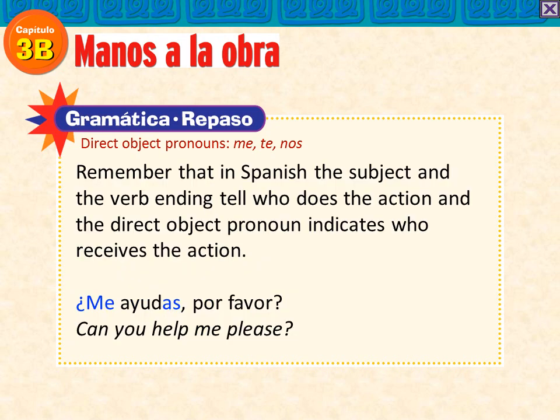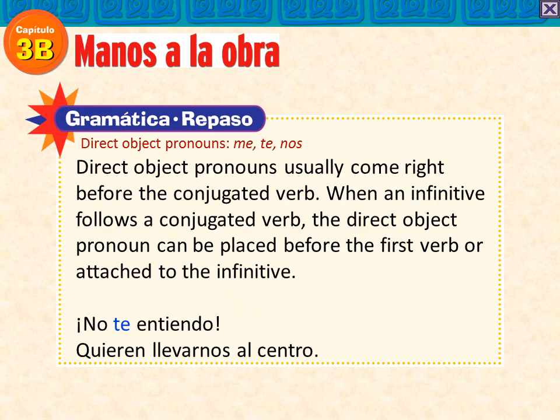And remember in Spanish that the subject and verb tell who is doing the action. Now this is where you really have to pay attention to that verb ending to know who's doing the action, and the direct object pronoun to know what is receiving it. ¿Me ayudas, por favor? Will you help me, please? So the verb is referring to the you help, and the me refers to who is receiving the help.